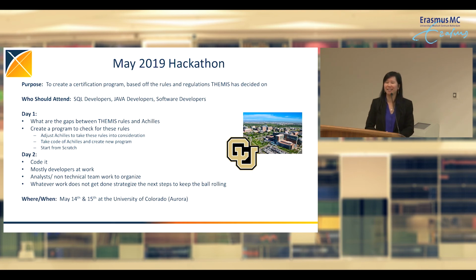What we're trying to do there is figure out what the gaps are between all of our rules and Achilles, as well as figuring out what type of program to build. And then we're just going to actually sit down and build. We do a lot of these in the Odyssey community where we get people together and just start building. That's how we collaborate, and it's fun, and it's quite a great experience if you've never been to one. So I really hope I'll see some of you in May in the United States in Denver.